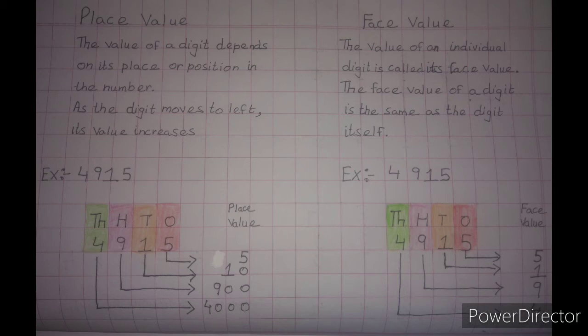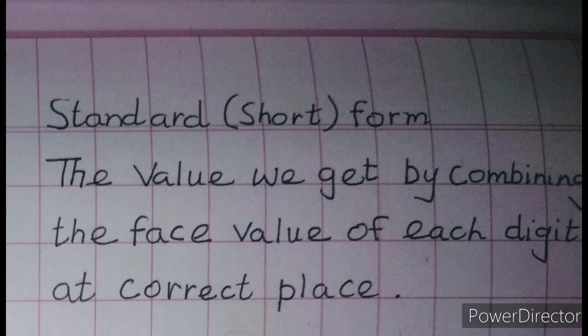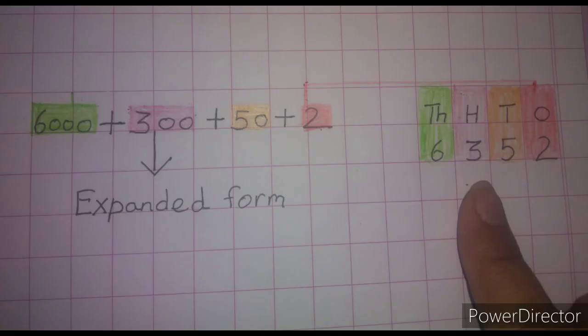The next topic is expanded form and standard form, which is very much related to place value and face value. So what is expanded form? It is a way of writing numbers on the basis of its place value position. And what is standard form? The value we get by combining the face value of each digit at its correct place. Let us look into an example.